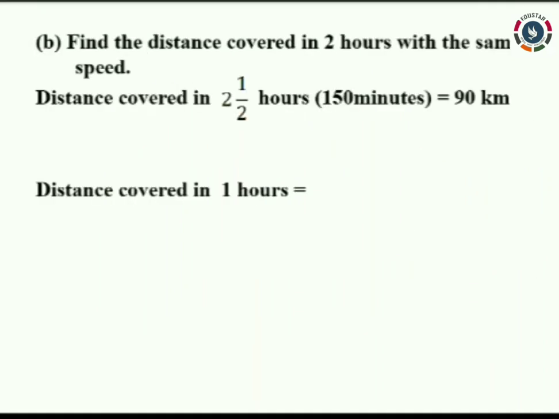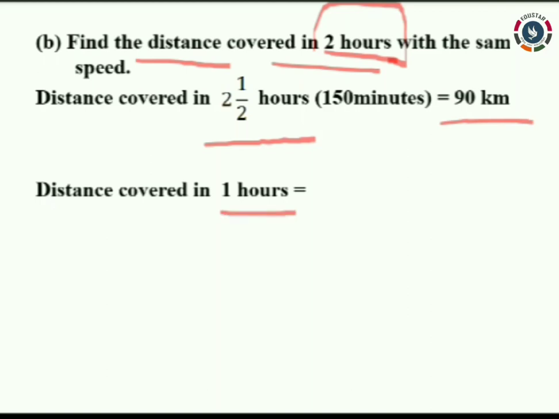Next, find the distance covered in 2 hours with the same speed. Now we are going to find the distance covered in 2 hours, right? So first you have to find for 1 hour, then you have to find for 2 hours. First I have to write the given data. Distance covered in 2.5 hours or 150 minutes is 90 km. It's the given data. Unitary method means first you should find the value of 1 unit. So now I am going to find for 1 hour. 1 hour is equal to 60 minutes, right?